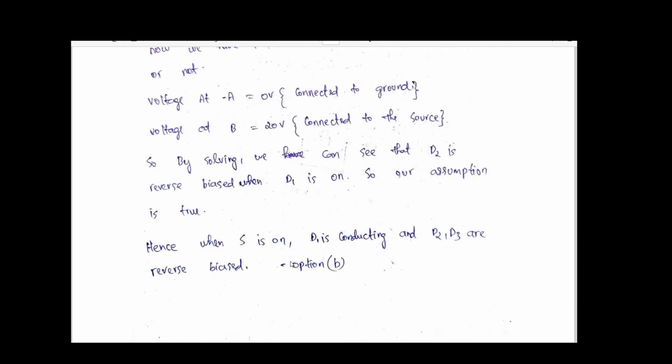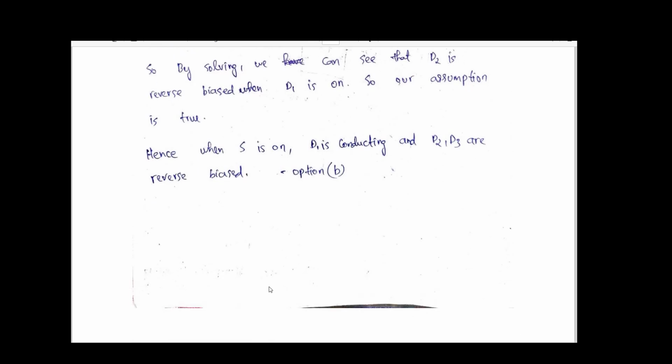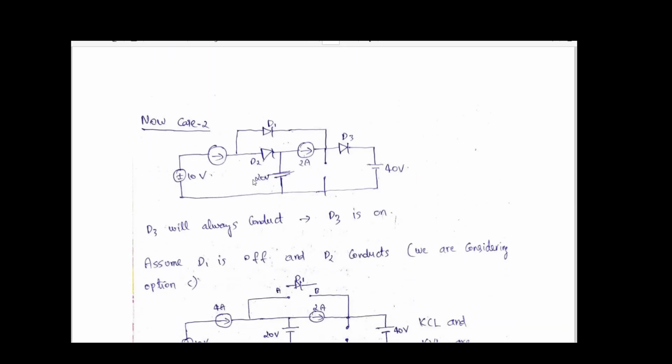So that is what I have written here. When S is on, D1 is conducting and D2 and D3 are reverse biased. This is for option B. So for the first case where S is on, we can have this condition where D1 is conducting and D2, D3 are reverse biased. Now we will go to the next case where the switch S is open.